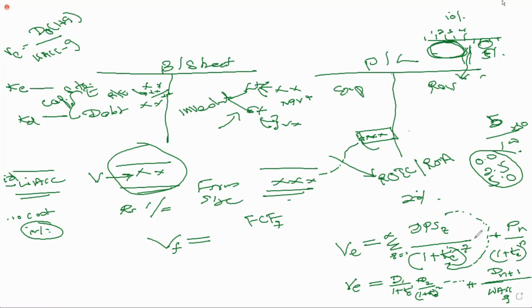So, if a constant dividend payment is there, then that is a perpetuity. In that case, if it is a perpetuity, we divide only by the cost of capital or the weighted average cost of capital. In this case, the dividend payment, dividend per share, is divided by the cost of equity, if it is a perpetuity.